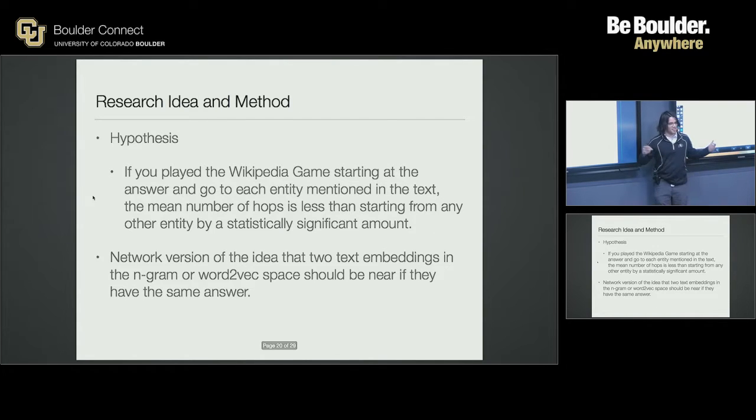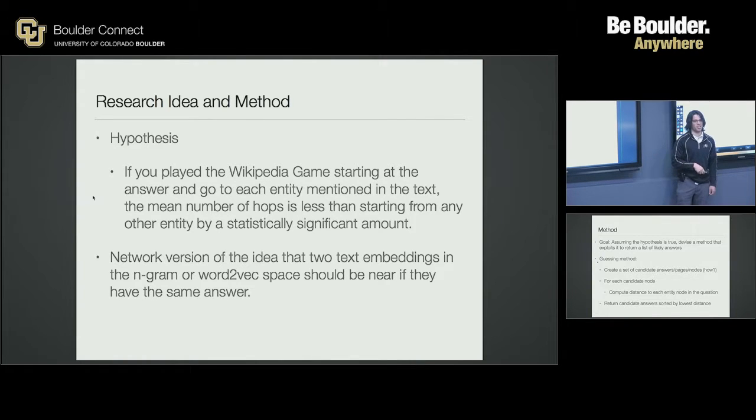So the hypothesis that we had was that if we play the Wikipedia game, starting at the answer that we're considering, and then go to each entity mentioned in the question text, then the mean number of hops is less than starting from any other entity. That is to say that the answer should be closer to the things mentioned in the question than anything else, which makes sense, and we would hope is the case. So this is the network version that if you take the embedding of a text question in, say, ngram or word2vec and project it in some space, that answers that talk about the same answer should occupy similar places in that space. So this is trying to get a network way to do that.